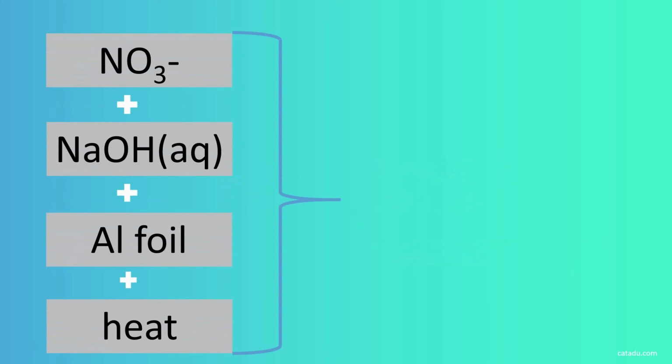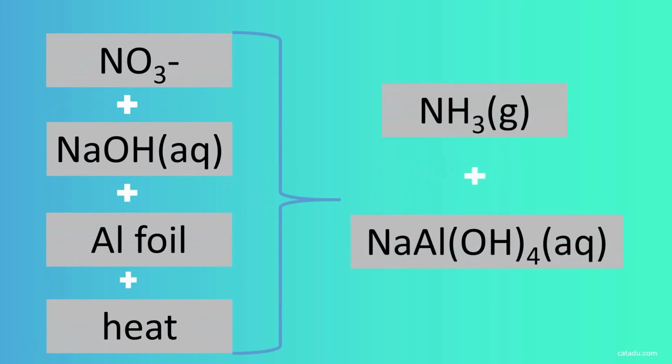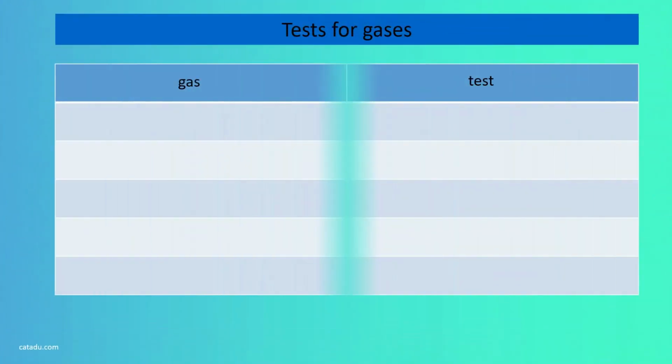Nitrate ion test with sodium hydroxide, aluminum foil and heat up. The ammonia gas will be discharged that turns red litmus paper blue, and another compound you get is sodium aluminum hydroxide, that is an aqueous solution, colorless. Test of gases, gas and test.